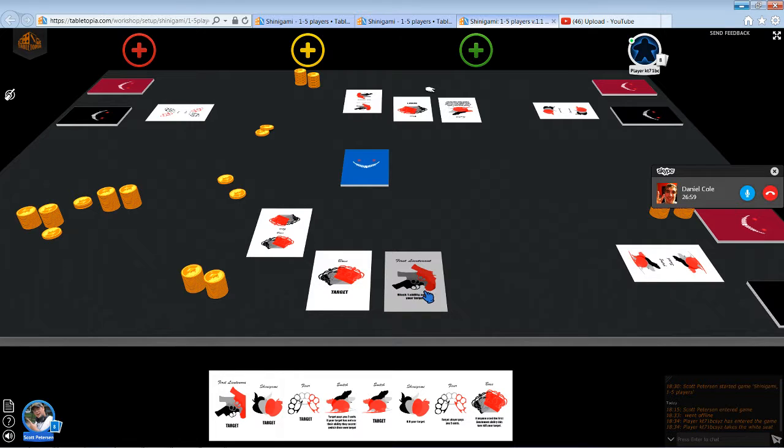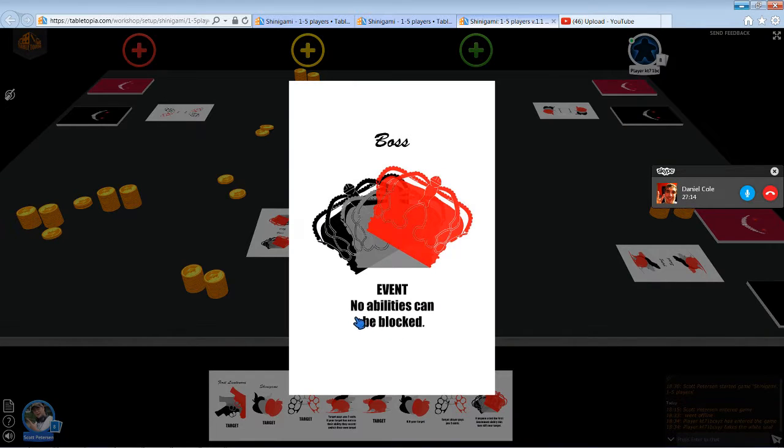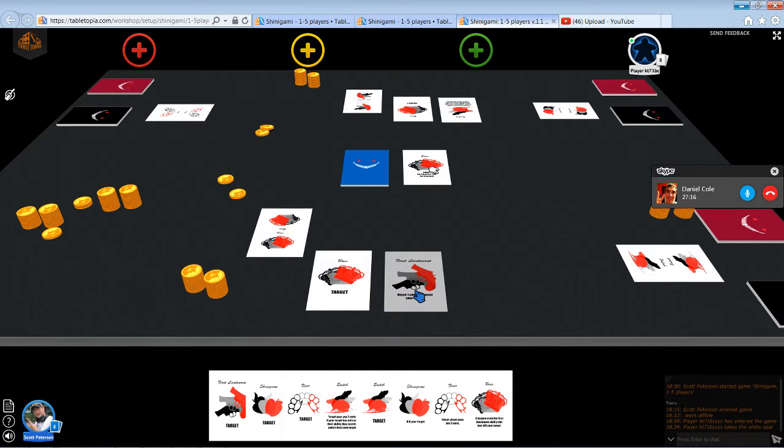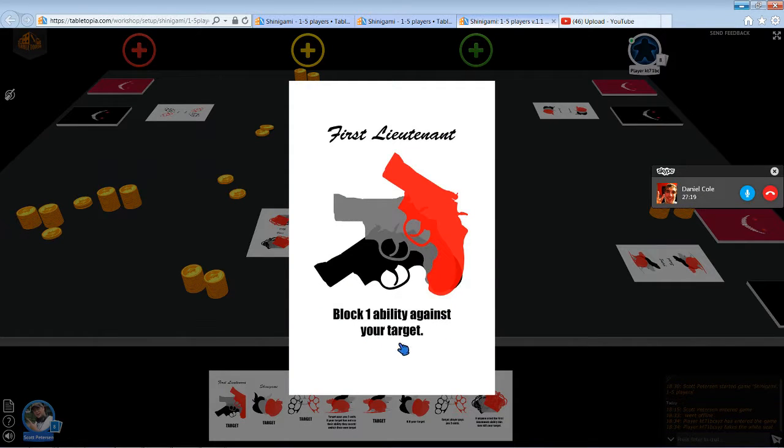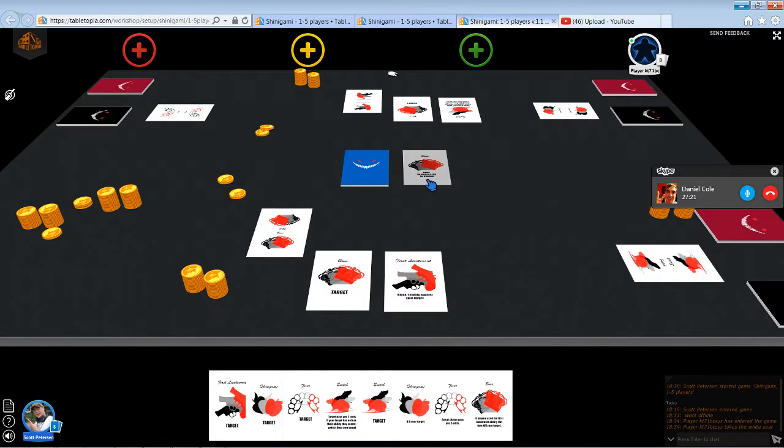So since I'm going first, I won't have to switch my target, but I will have to pay him two units. But before any of that happens, we flip the event card, and this is no abilities can be blocked. So actually, I wouldn't have had to pay him two units because I was blocking his card, but nothing can be blocked, and so I do pay him two units. And since my ability went off first, I don't switch my target.